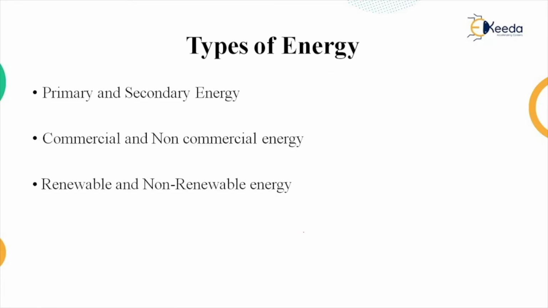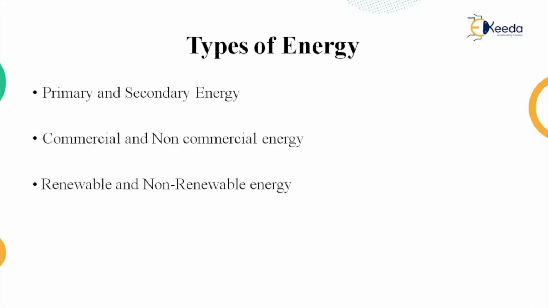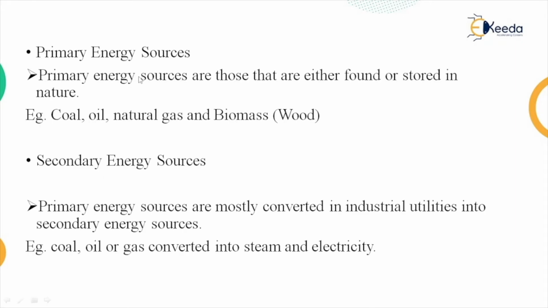Now types of energy. There are basically 3 types of energy: primary and secondary energy, commercial and non-commercial energy, renewable and non-renewable energy. Primary energy sources: what is meant by primary energy and secondary energy, and what are examples of them? Primary energy sources are those that are either found or stored in nature. That which is obtained from nature is called a primary energy source. For example, coal, oil, natural gas and biomass.